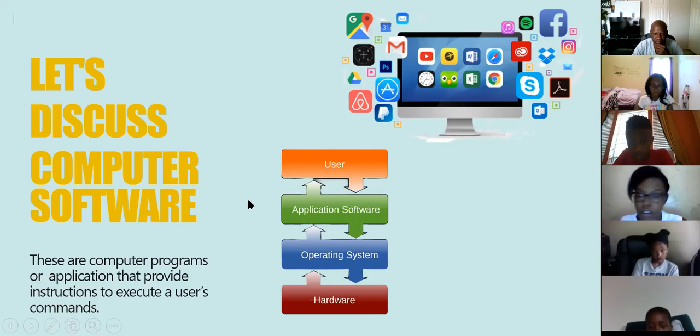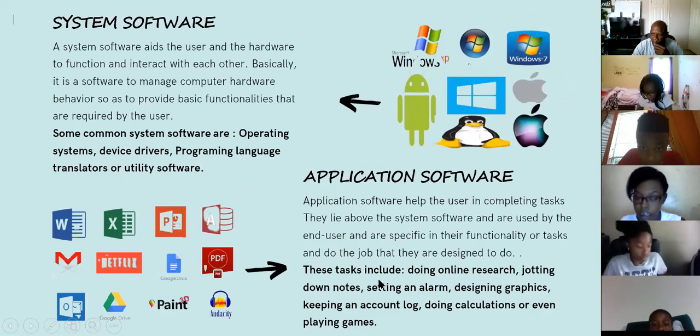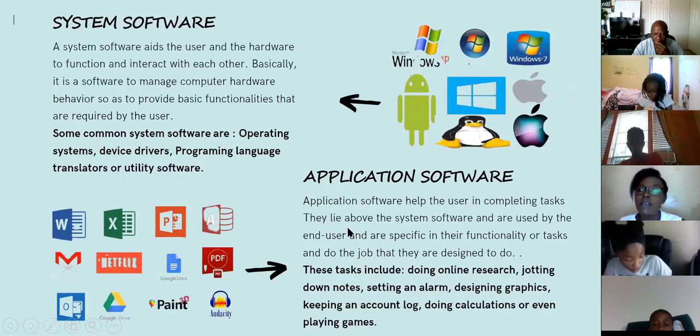So we have two types of software. We have system software and application software. So software is broadly categorized into these two. And if I lose you somewhere, just raise your hand, please. Don't want to move on if you're lost.